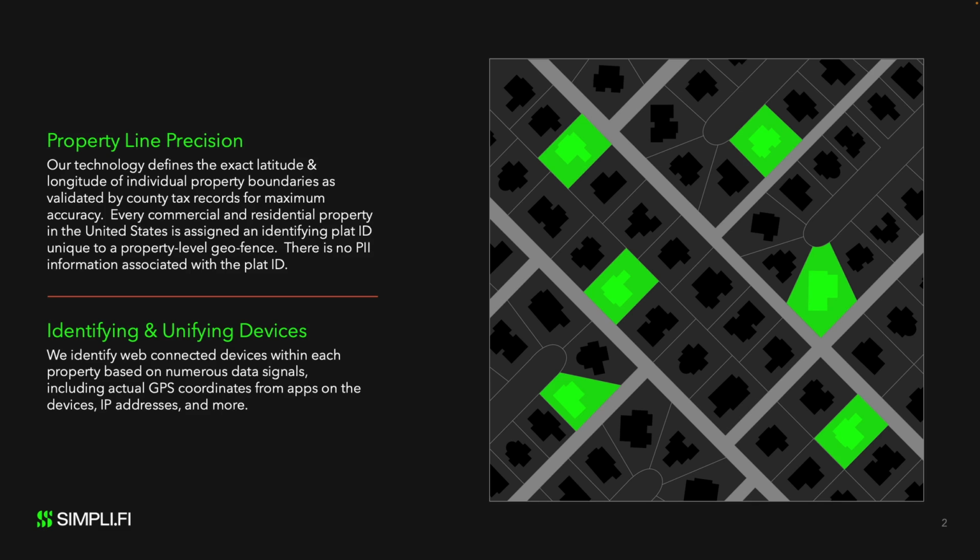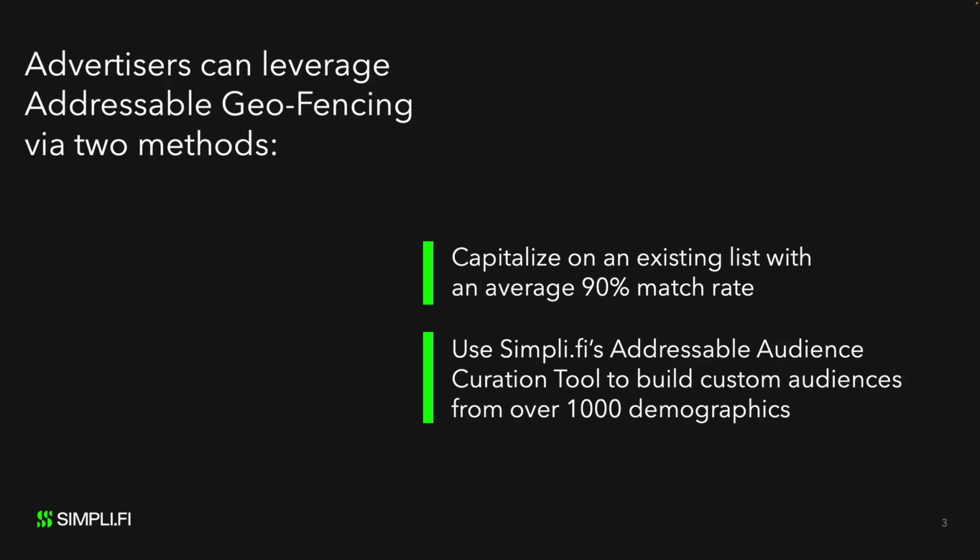It allows us to easily reach users where they spend the majority of their time and across all of the devices in a home, including connected TVs. Advertisers can leverage addressable geofencing via two methods. They can capitalize on existing first-party data by uploading address lists directly into the Simplify platform with an average 90% match rate, by the way. So that's like their CRM list or any list that they may have purchased.